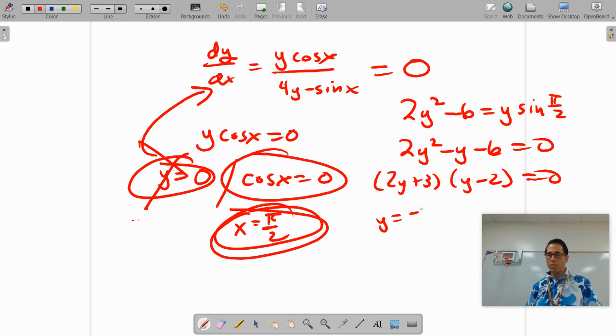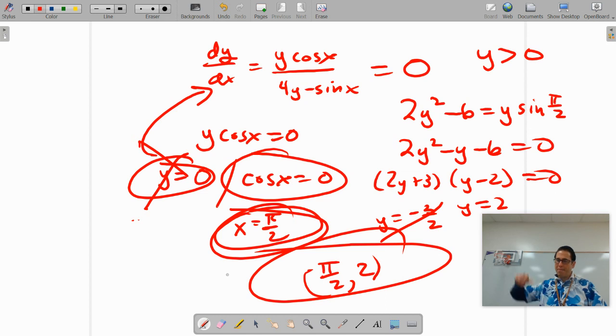And then I get y equals negative 3/2. I get y equals 2. So I get 2 answers here. But looking at the problem, it says y has to be greater than 0. So it throws y equals negative 3/2 out. So your only coordinate where you have a horizontal tangent is y equals 2.